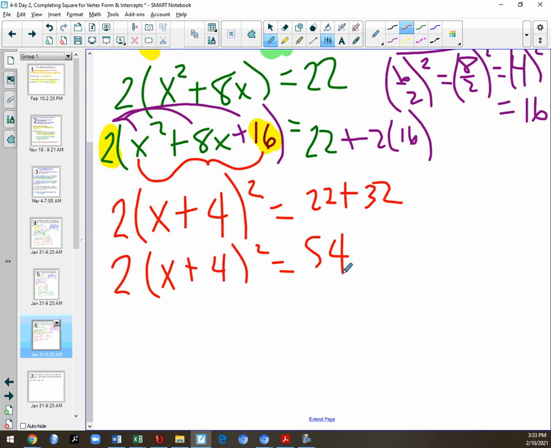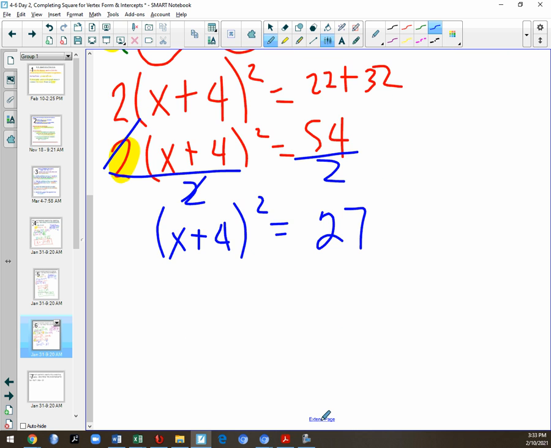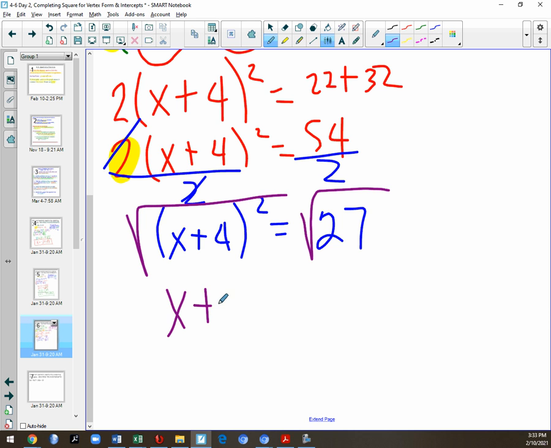Now our goal is to find the x-intercepts. So what that means is I'm going to take and divide both sides by 2. So if I divide both sides by 2, I'm going to have x plus 4 quantity squared is now equal to 27. Go ahead and take the square root of both sides now to get rid of the power. I have x plus 4 is equal to plus or minus the square root of 27. What is the square root of 27? Well, that's going to be 9 times 3.